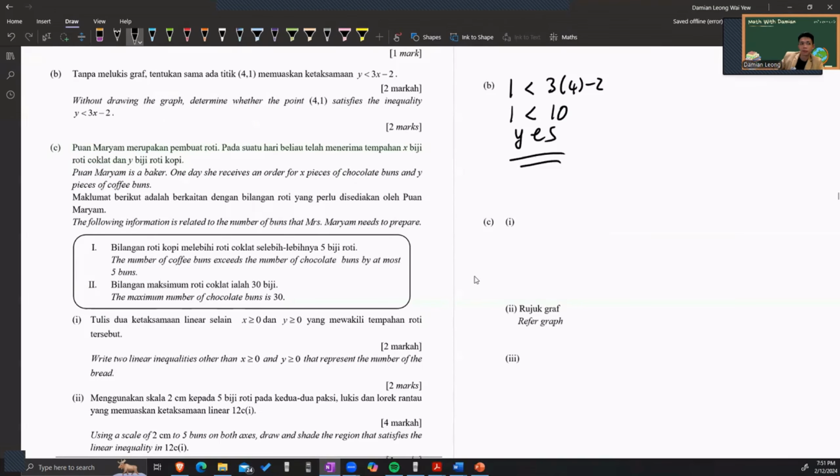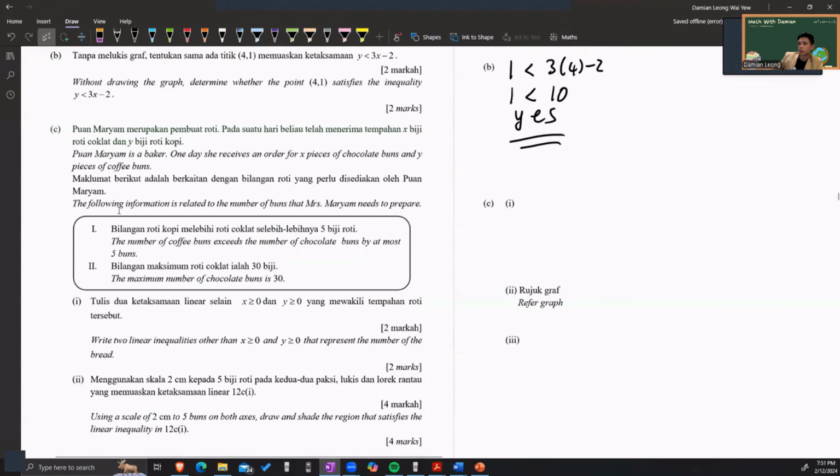Part C. I have the following information here related to the number of buns Mrs. Mariam needs to prepare. So write two linear inequalities. The number of coffee buns exceeds the number of chocolate buns by at most 5 buns. The number of coffee buns is y. Exceeds the number of chocolate buns by at most 5 means the difference, y minus the number of chocolate buns, is at most 5, meaning less than or equal to 5.